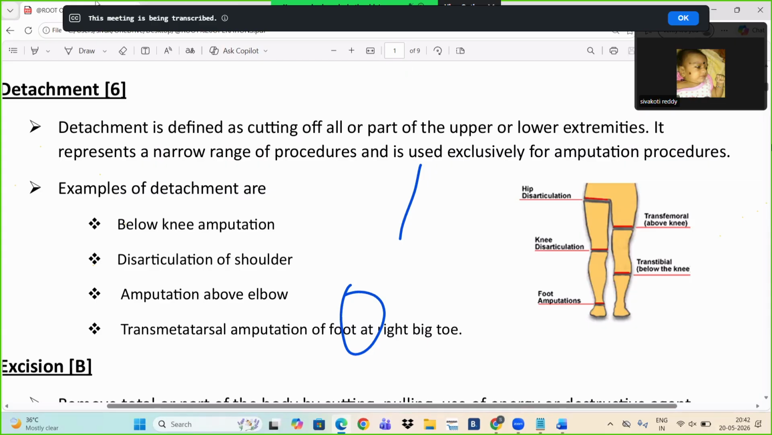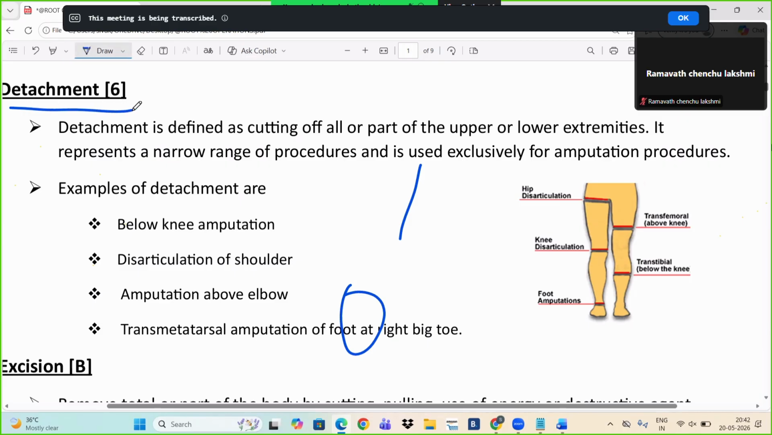Then we can go with the next root operation, detachment. Note down: detachment, 6 value. Detachment means amputation, guys. Anybody have an idea about amputation? Removal of upper or lower extremities. It is not a body part, only extremity cutting: removal of fingers, hands, legs, toes, foot, whatever. Upper or lower extremity removal should be considered as amputation.